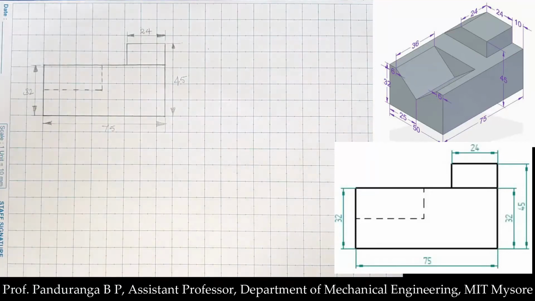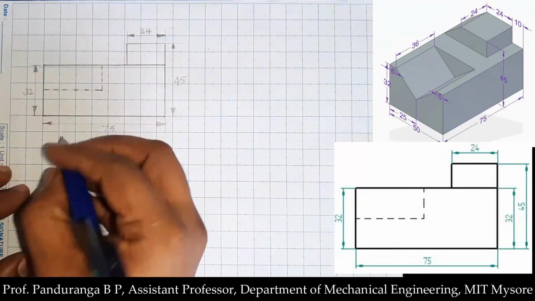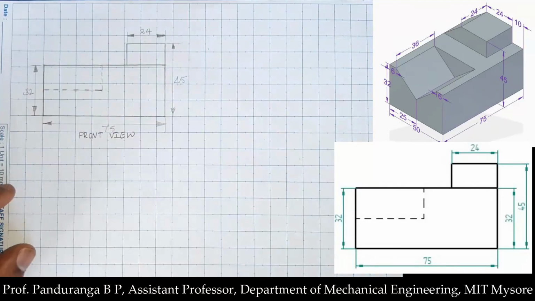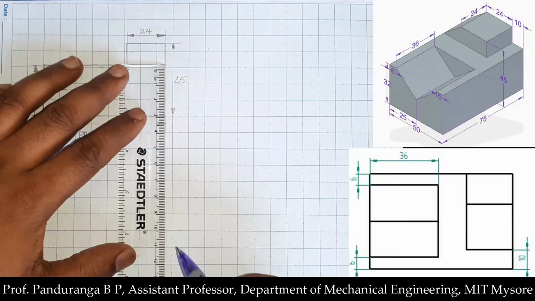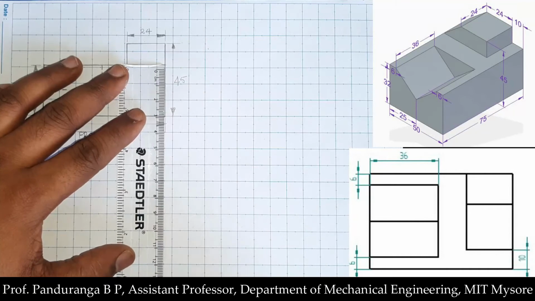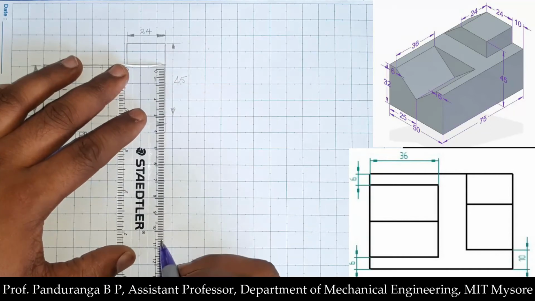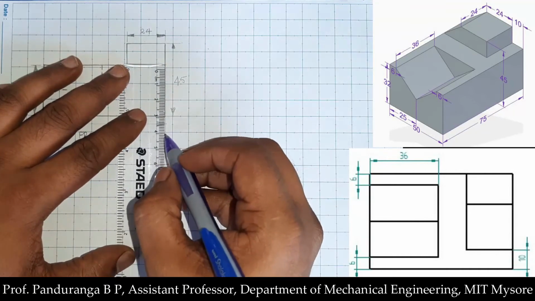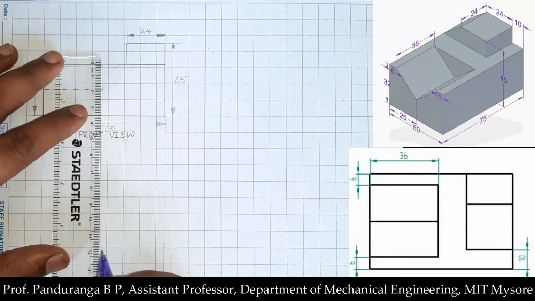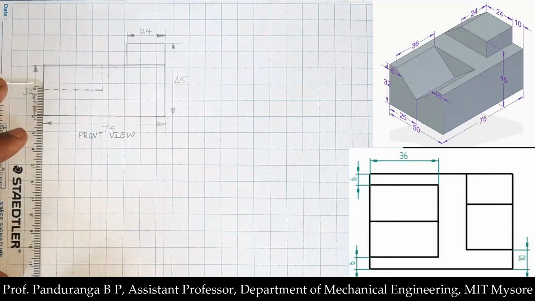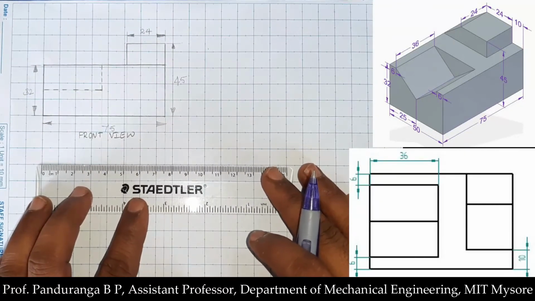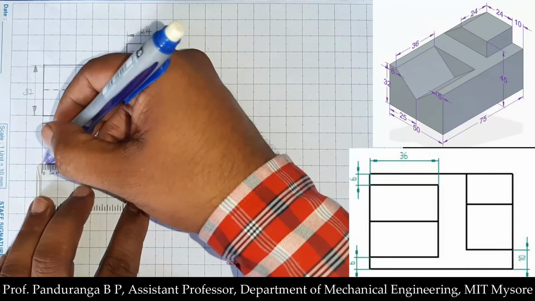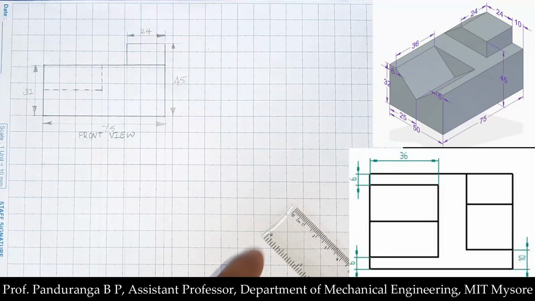Now we are done with the front view. So I'll write the name here. Now I need to draw the top view. For that I'll draw projection lines. I'll project all the vertical lines, vertical edges from the front view. And at a convenient distance I'll draw a horizontal line. Now from here I need to start the construction of the top view.